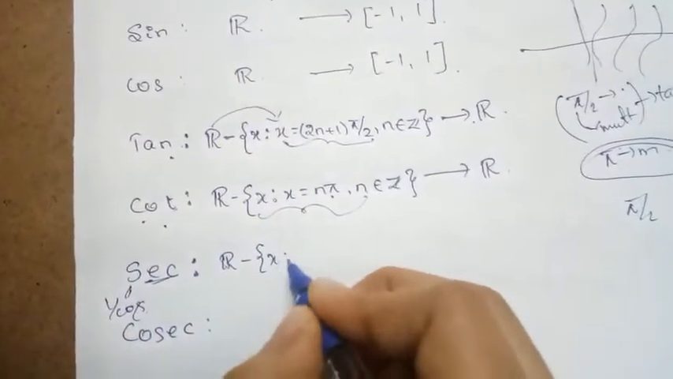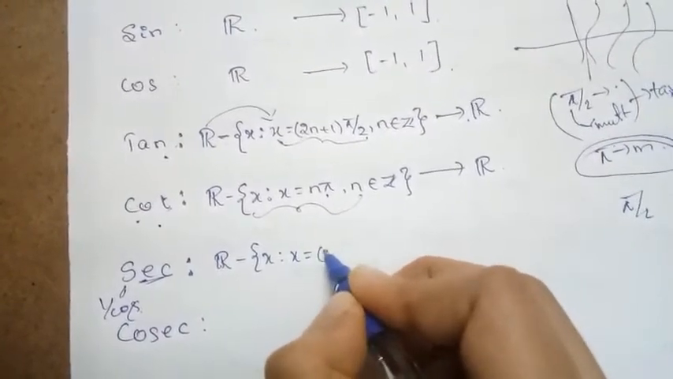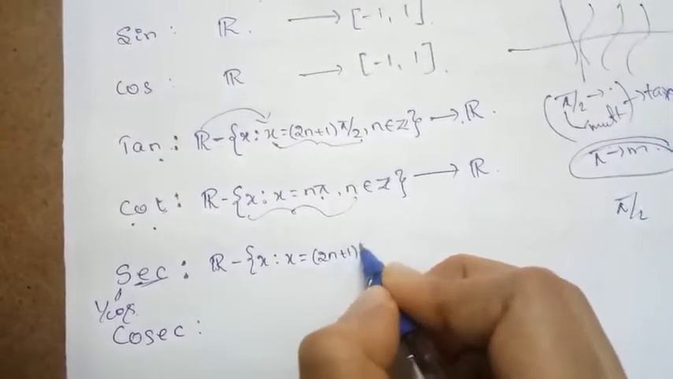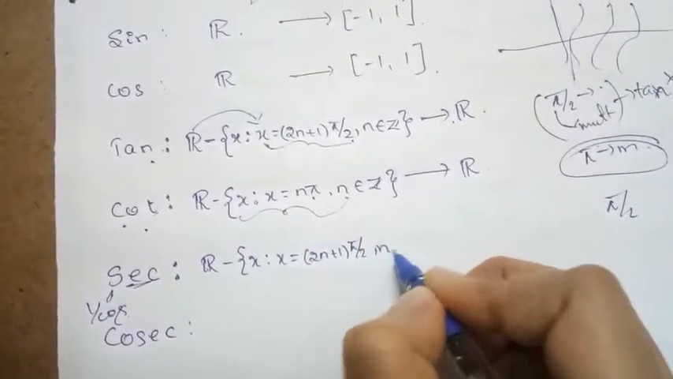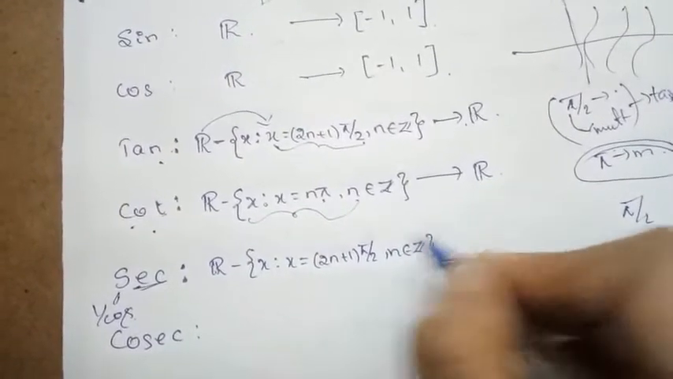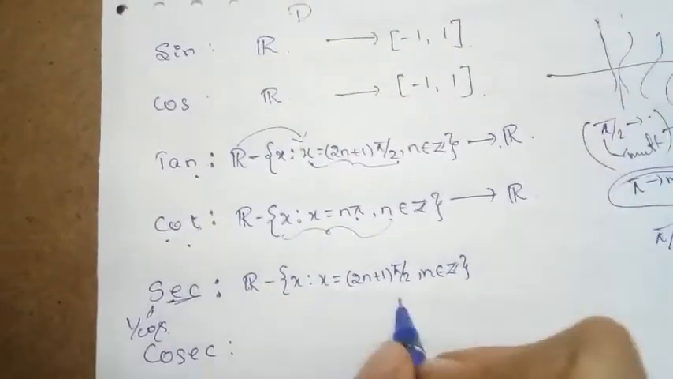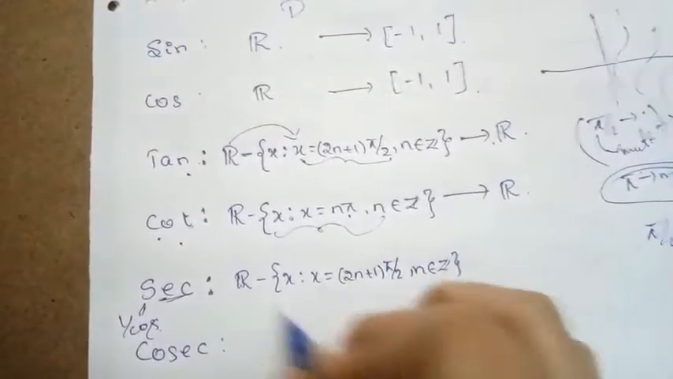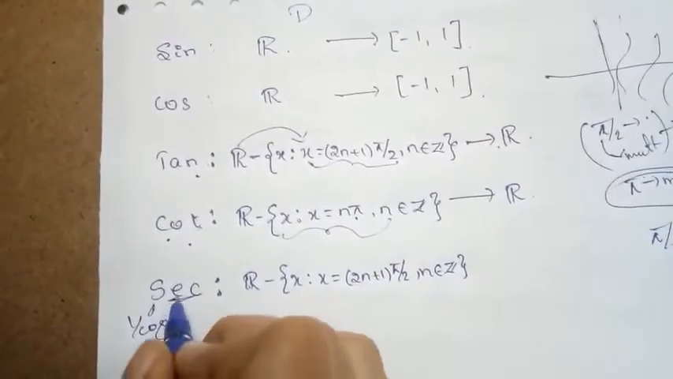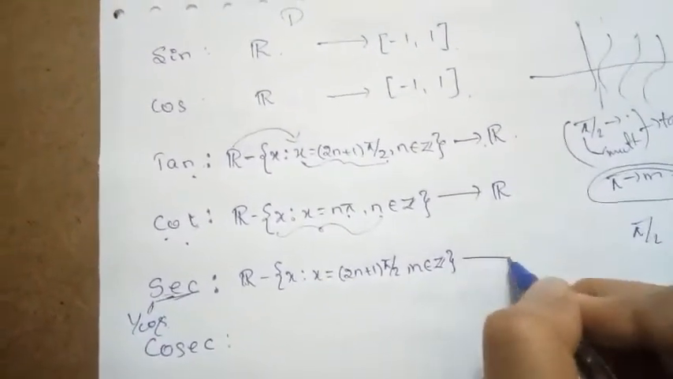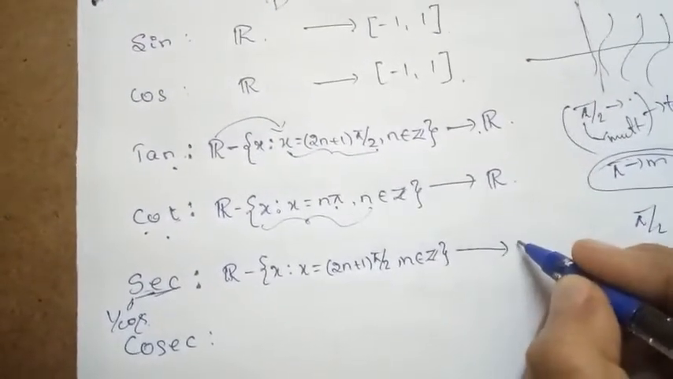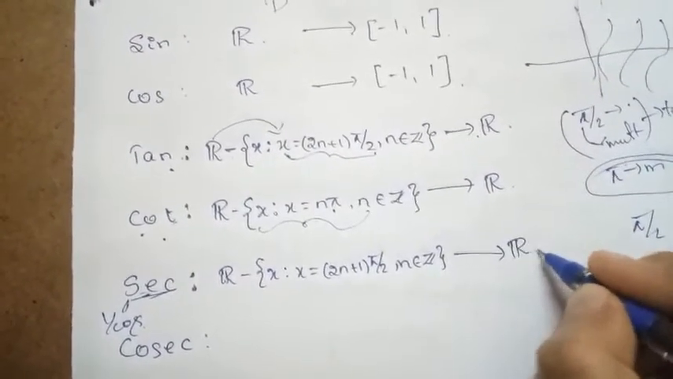So I am removing those angles, x is equal to (2n plus 1) pi by 2, where n belongs to the set of integers. From the set of real numbers, I am removing those points where the secant function is not defined. Then what is the range of this function? The range is a subset of the set of real numbers.